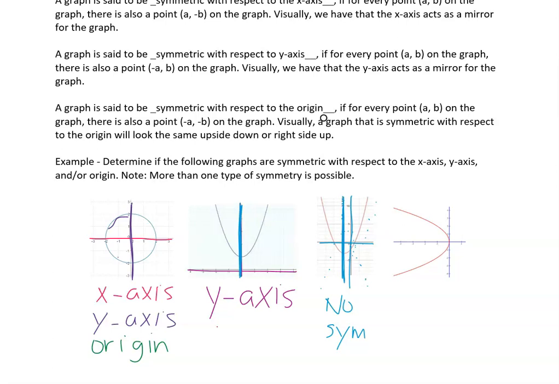And then last but not least, we have a sideways parabola. And if we were to draw a line on the x-axis, we can see that it would in fact fold up and the two halves would match. So it is symmetric with respect to the x-axis.